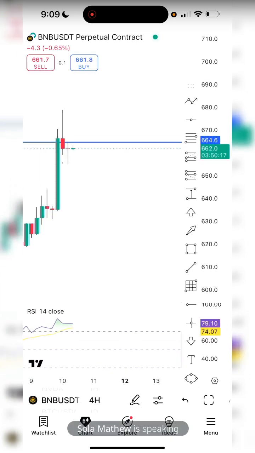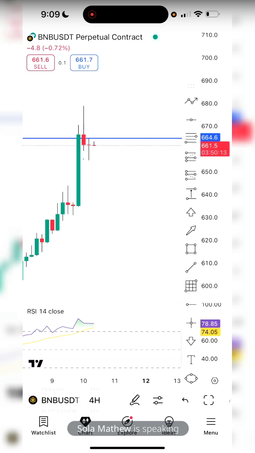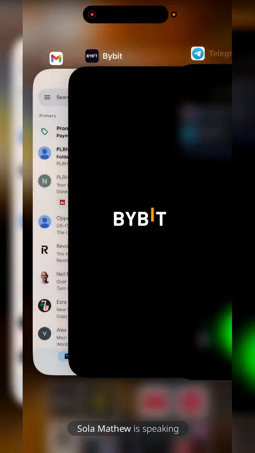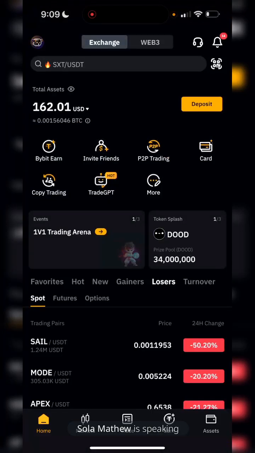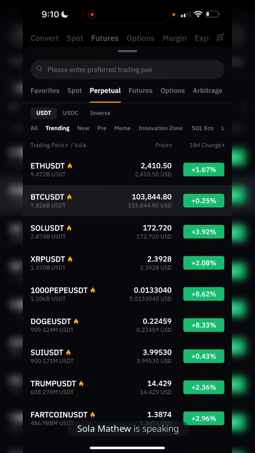This one is right. So let's go to the trade. All right, let's go to the trade. So if you go to here, in this account I have $162. So I will go to trade, okay, and then I'll search for BNB.